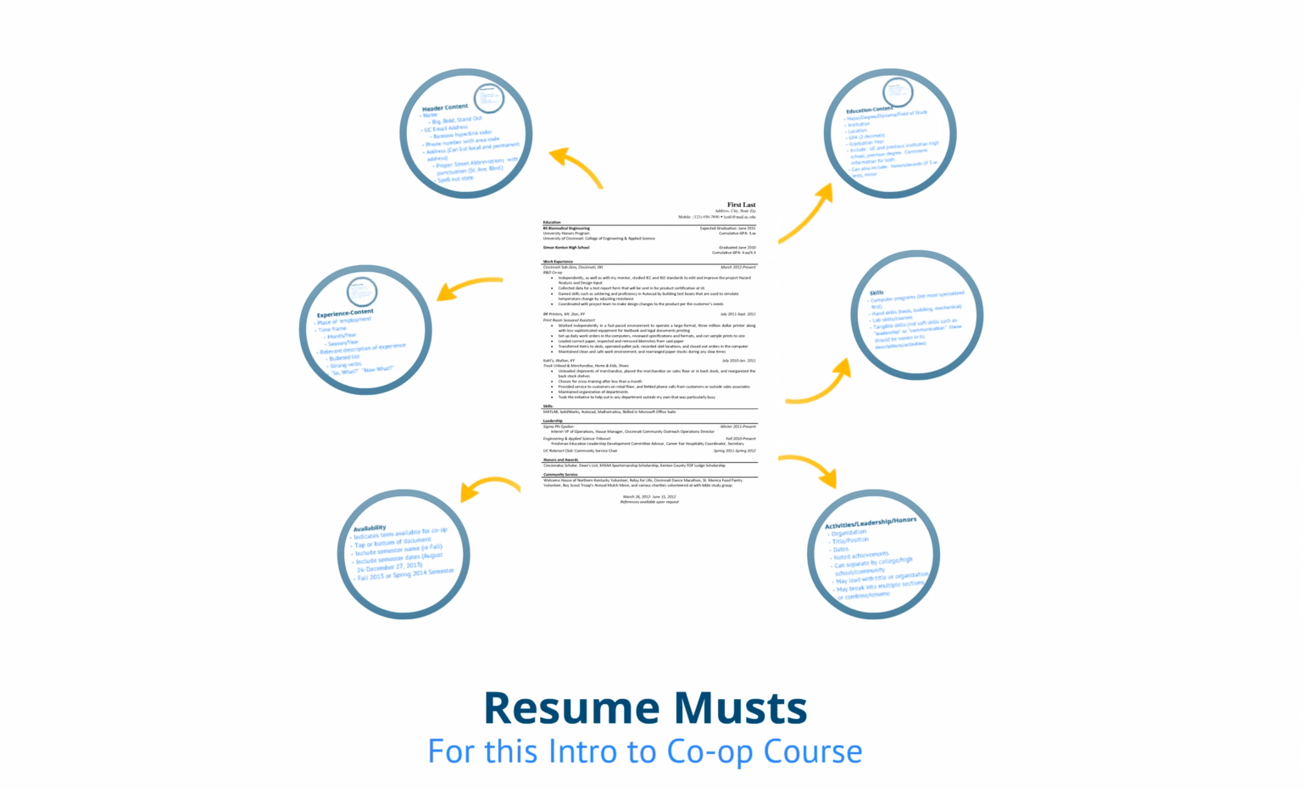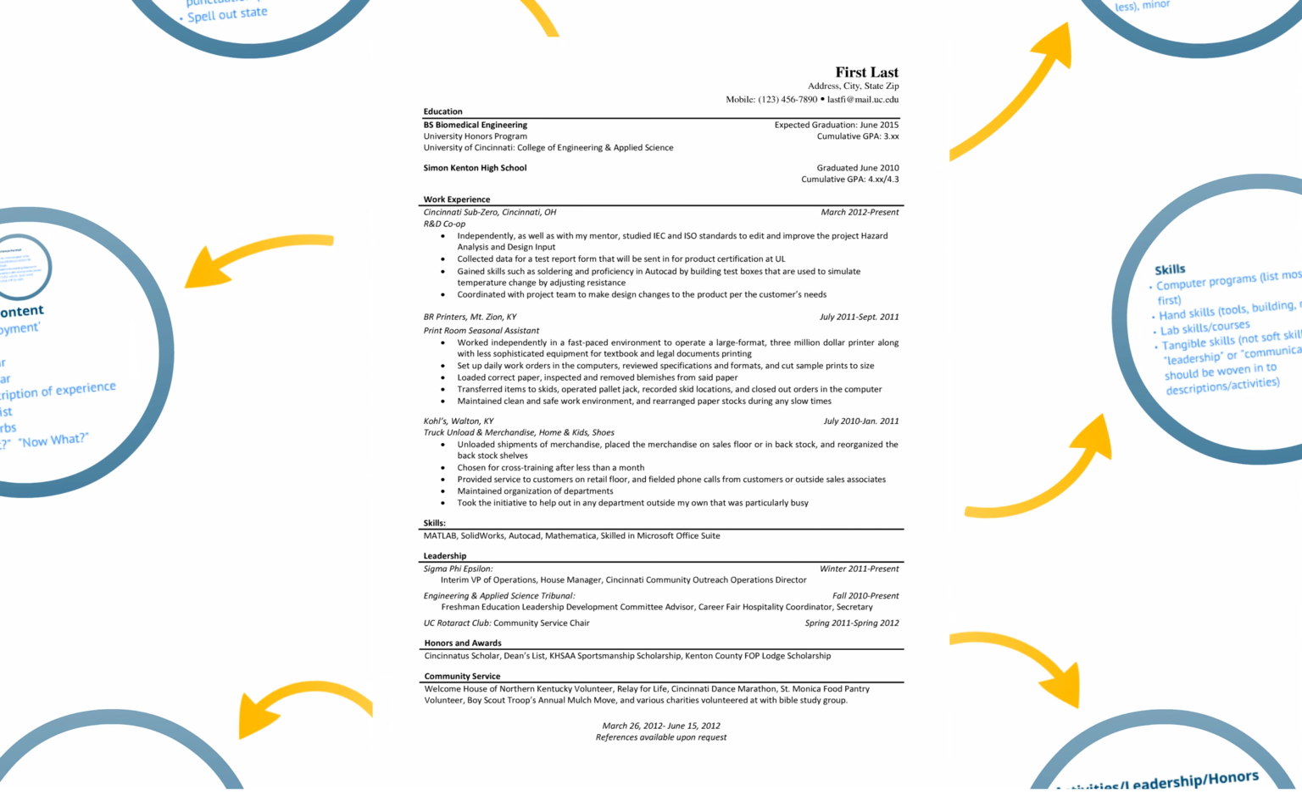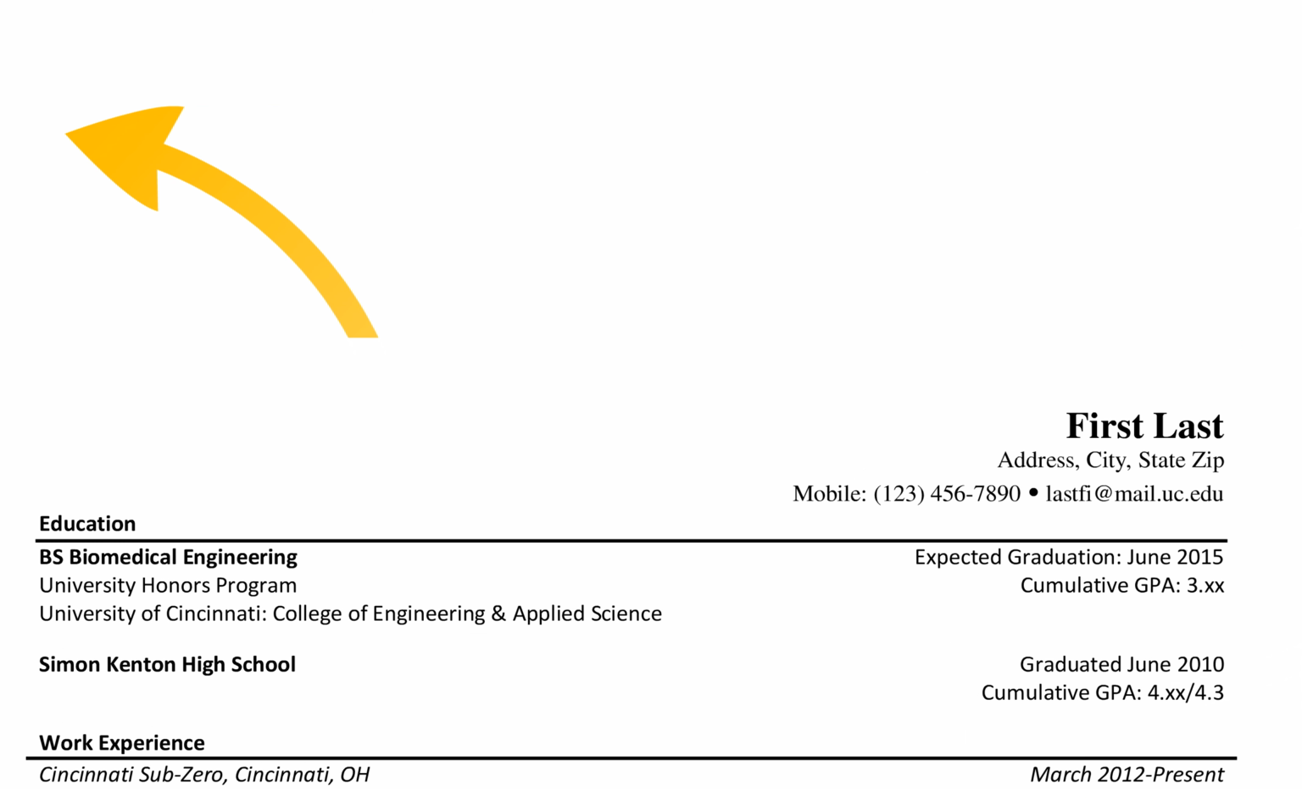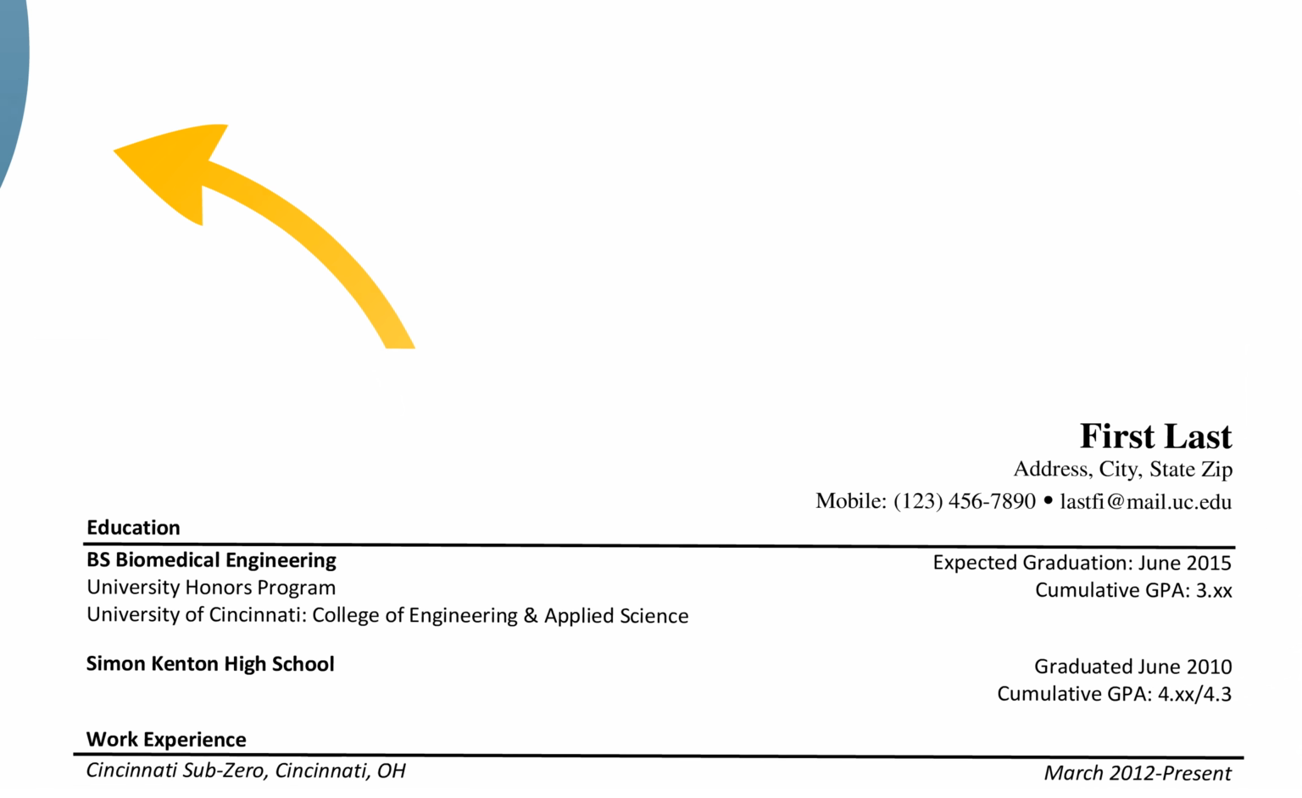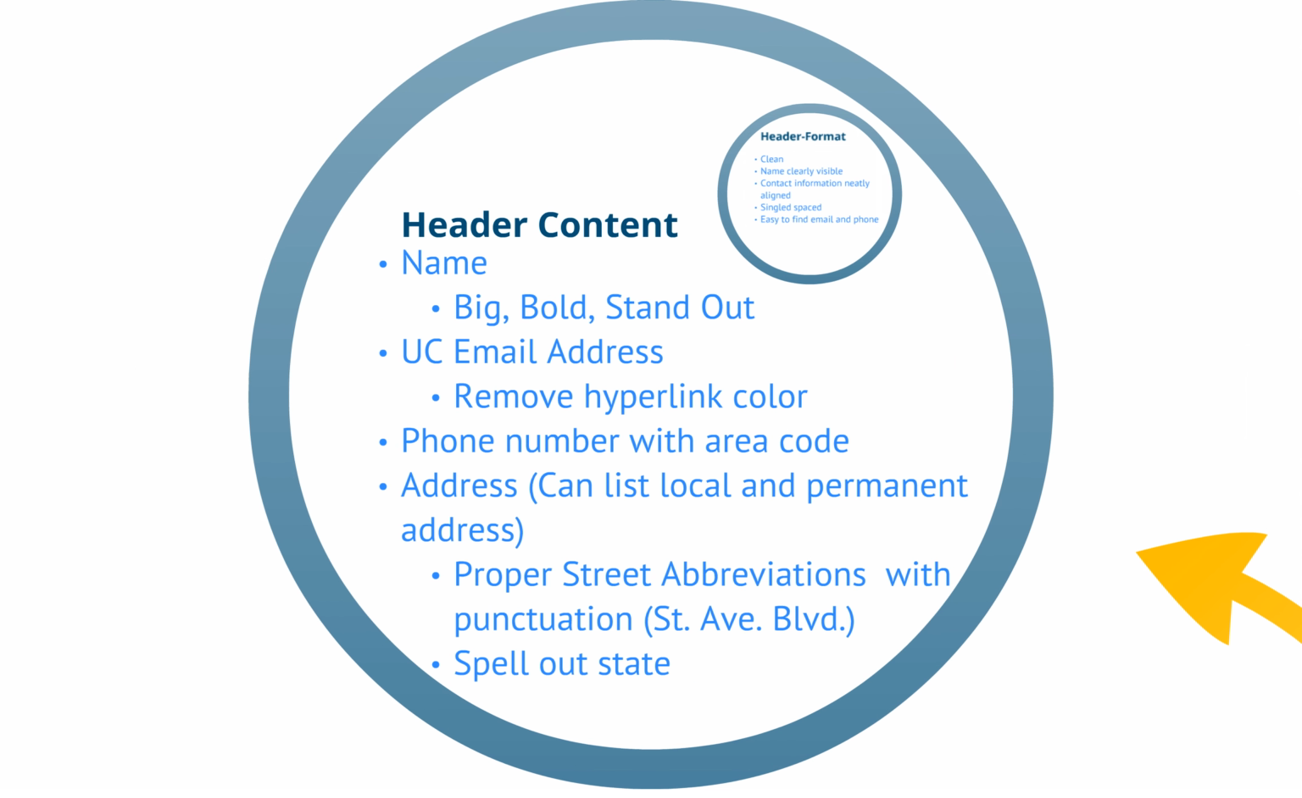So let's get started. We're going to look at the full resume and move through each section looking at the content and format in each section of the document. The first part of our resume is the header. It's pretty straightforward. It's this part of your resume that contains your name and your contact information and attaches your identity to your resume.